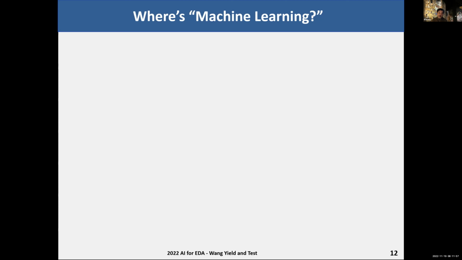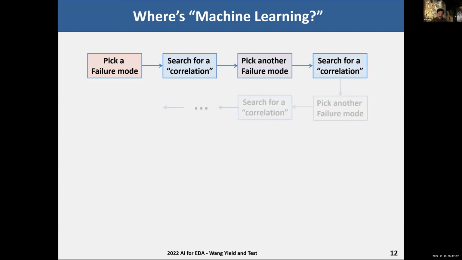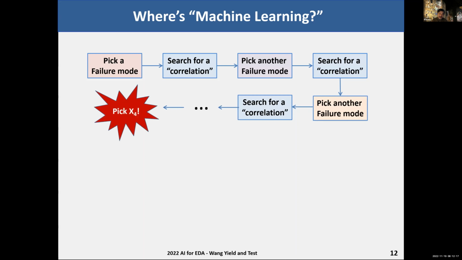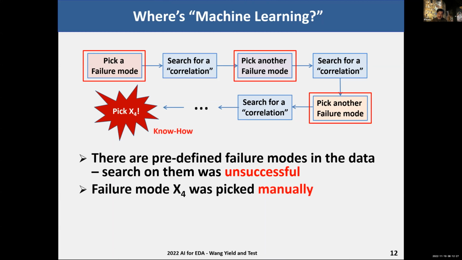When we thought about our work, we could see that what we did was essentially a process where we pick a failure mode and we search for a correlation. Then we pick another failure mode and we search for correlation. And the process continued for quite some time until we hit the jackpot. In the data given to us, there were predefined failure modes already there, and searching on them was not successful. Our success really started by finding the particular X4 failure mode by ourselves and manually.